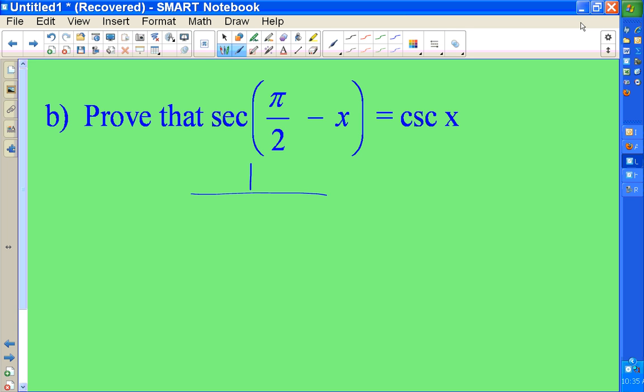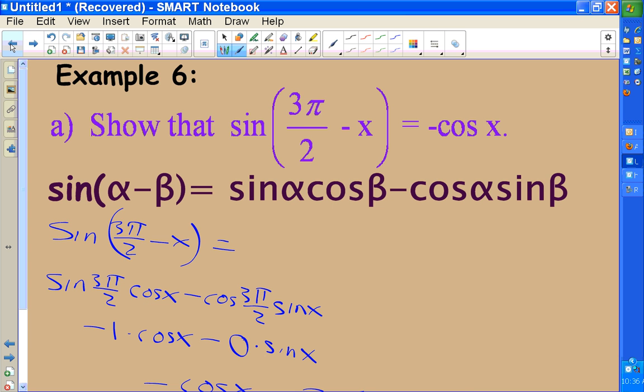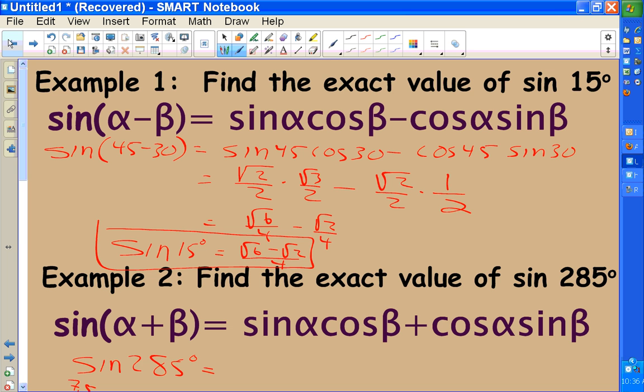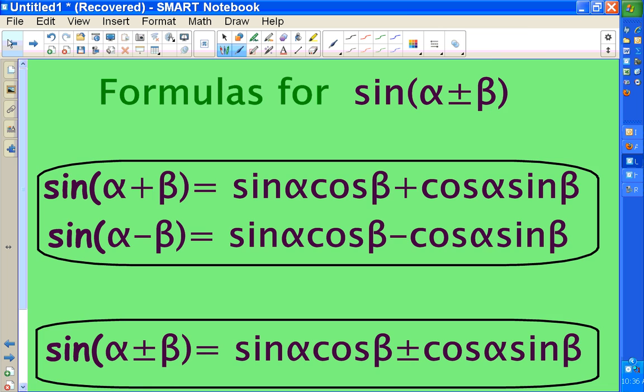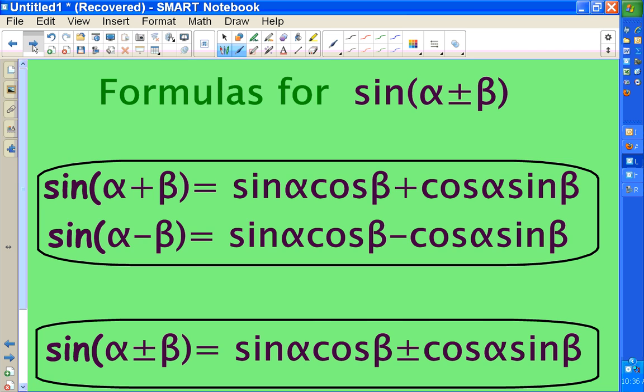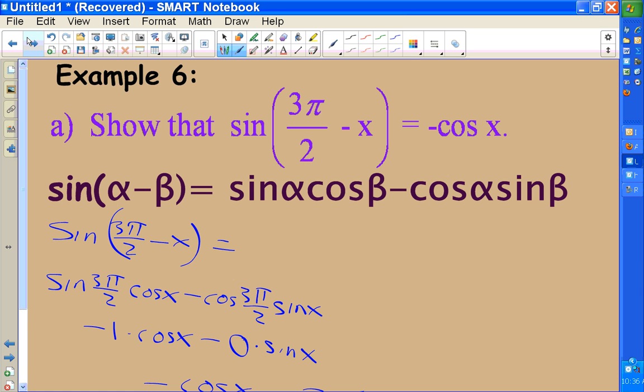If it's secant, it becomes 1 over cos pi over 2 minus x. Okay? When you have the cosine of a difference, if you don't remember cosine of a difference, we probably have it up here somewhere. Here's sum. There's cosine of a difference. So cosine of a difference is cos plus sine. The signs are different, but it's cos.